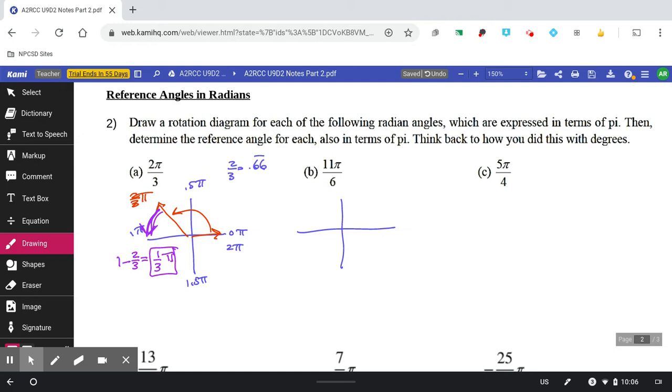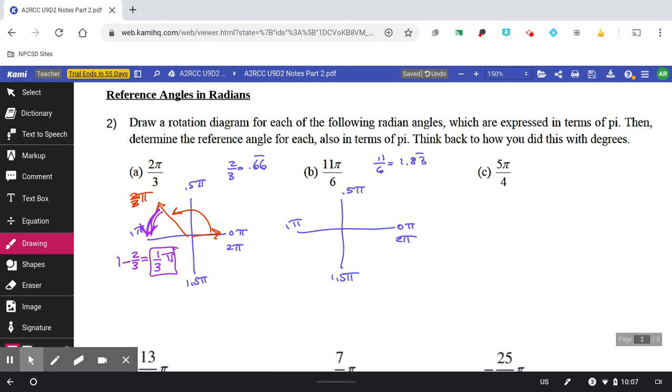Okay, so we're going to start with 11/6 pi. Okay, so we have 0 pi and 0.5 pi, 1 pi, 1.5 pi, and 2 pi. And I'm always going to do that just to let you see what I'm doing. 11/6 is very close to 12/6, which would be 2 pi. So I know where this goes already, but I'm going to go ahead and put 11/6 in my calculator just to see where it would fall.